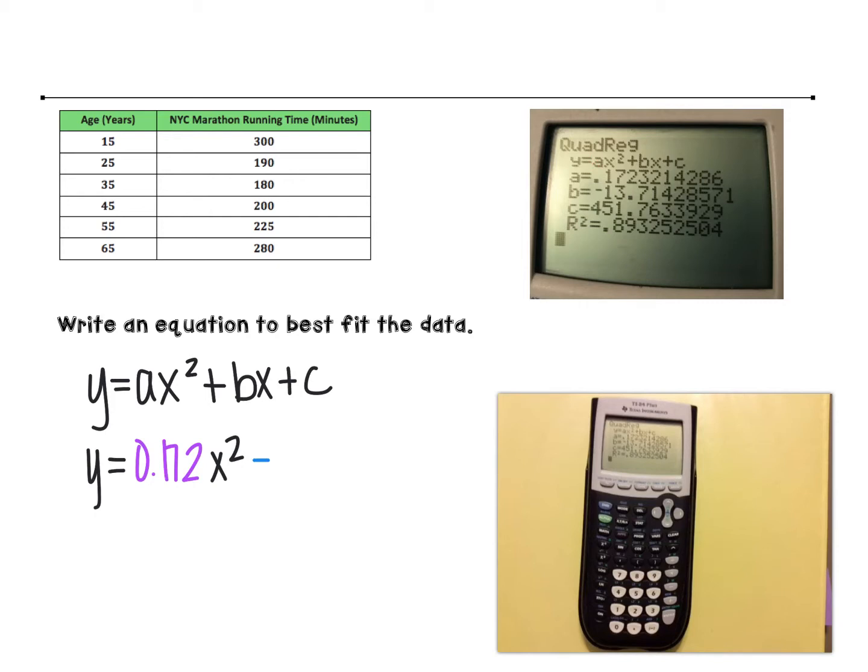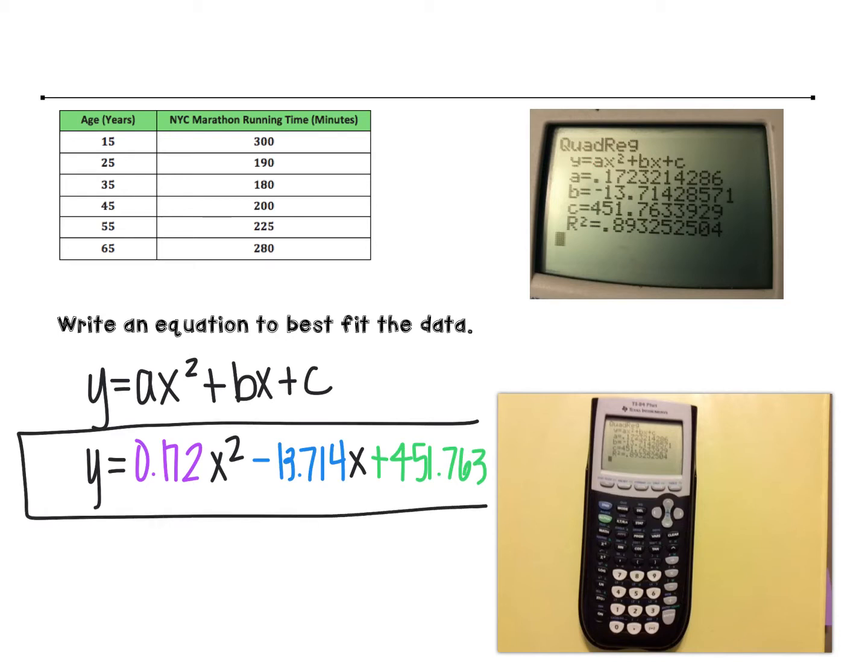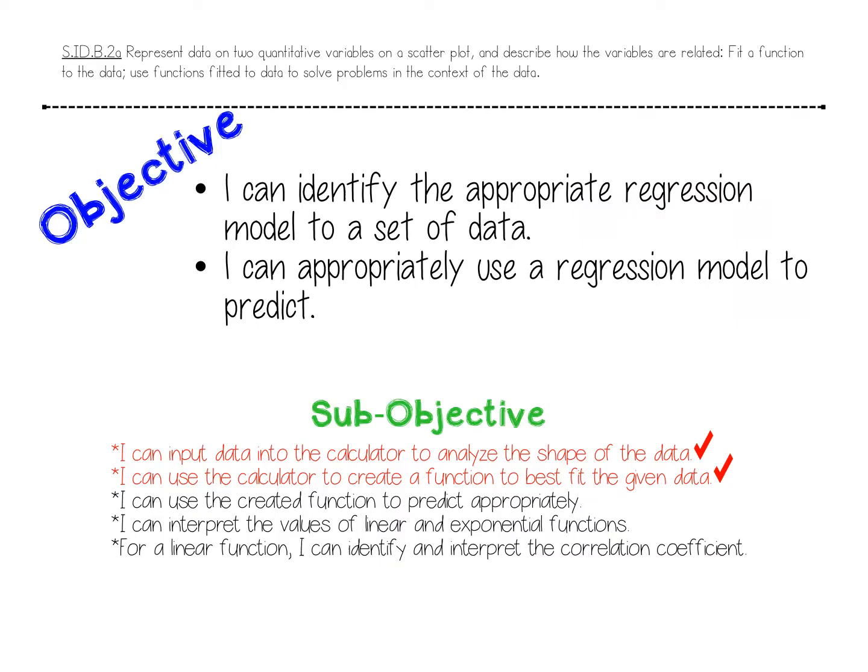So minus 13.714x, and then my c is plus 451.763. So this function right here is going to fit that data, and I'm going to be able to use that to predict. All right, so we can now use the calculator to create a function to best fit the given data.